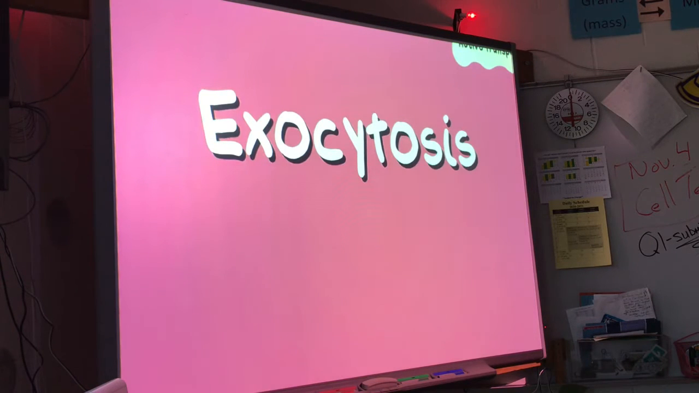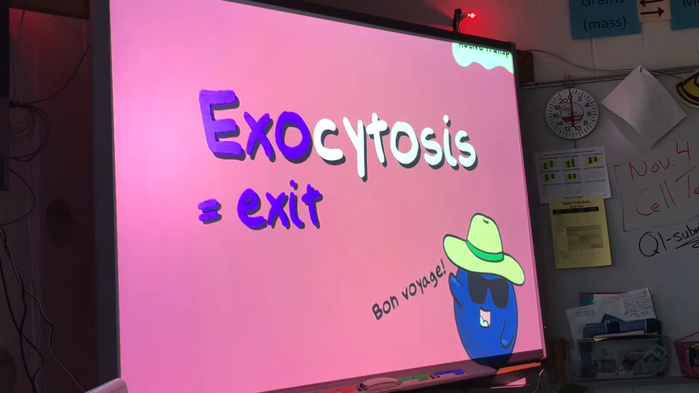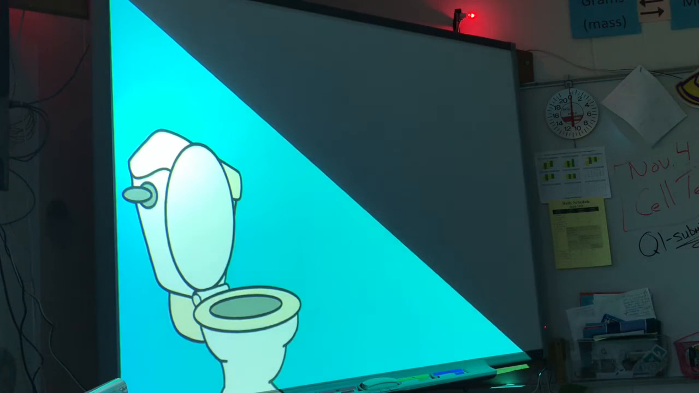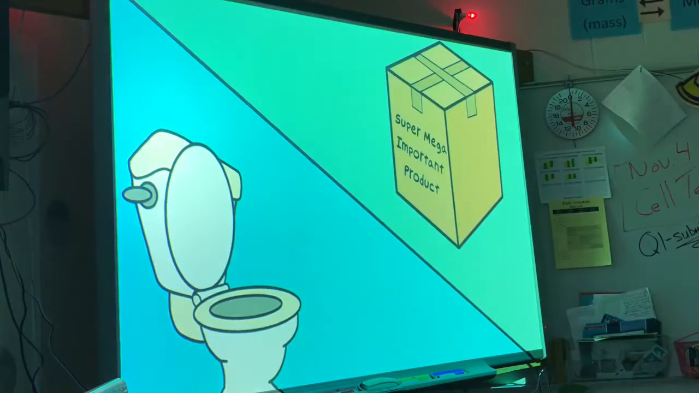Exocytosis is the reverse direction of endocytosis. Think exo and exit, they sound very similar too. Exocytosis can be used to get rid of cell waste, but it's also really important for getting valuable materials out that the cell has made.